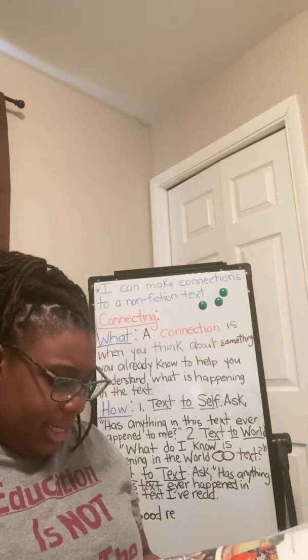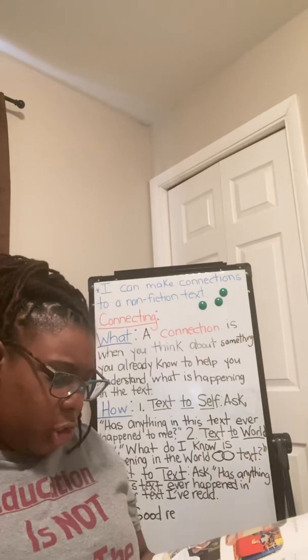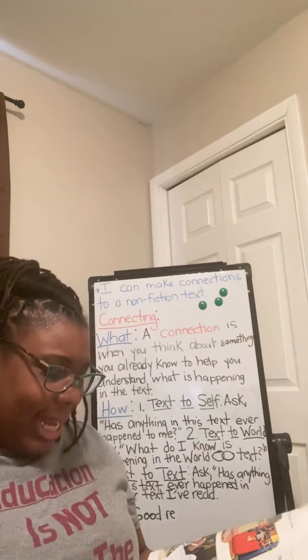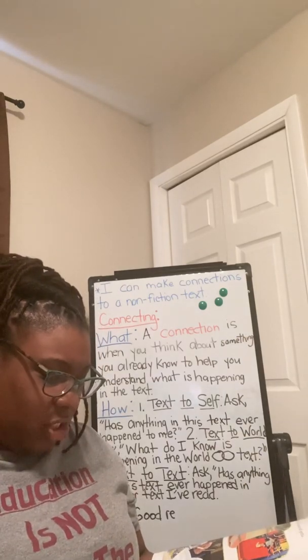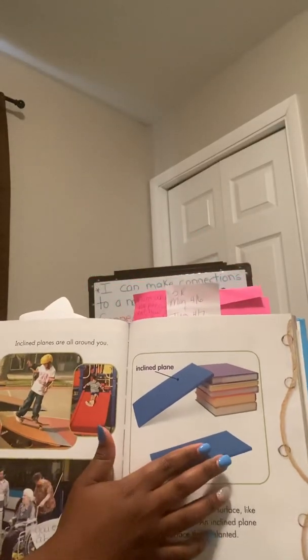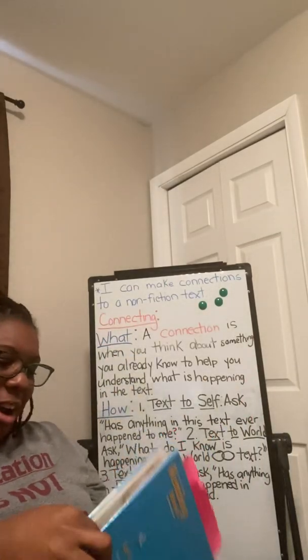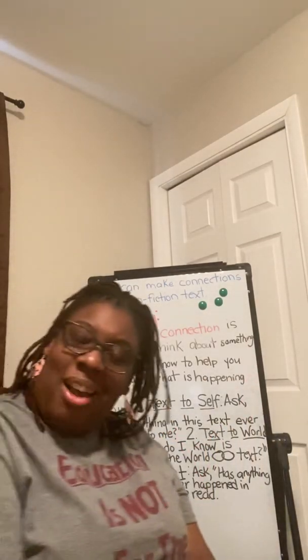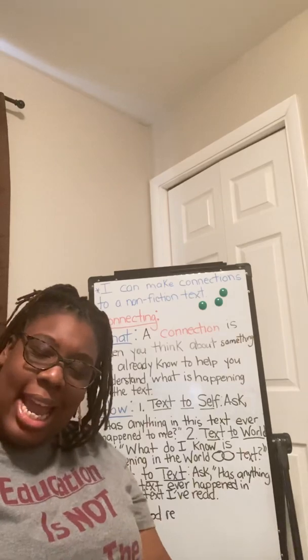Inclined planes. A plane is just a flat surface like a wooden board. An inclined plane is a flat surface that is slanted. So a plane is simply a flat board. But an inclined plane is a plane that's slanted, maybe at a skateboard park like you see on the other page. Right now, we are done with our shared reading for today.